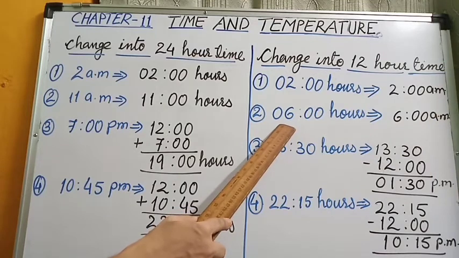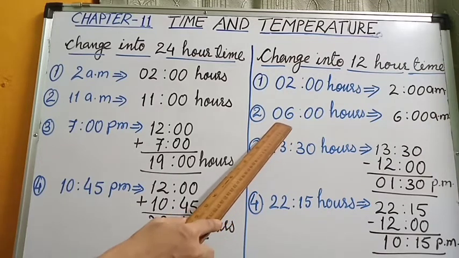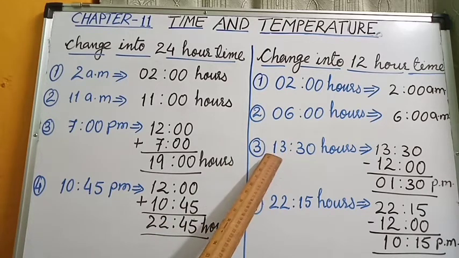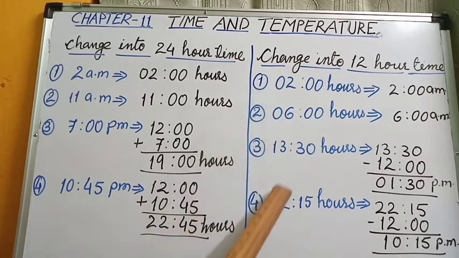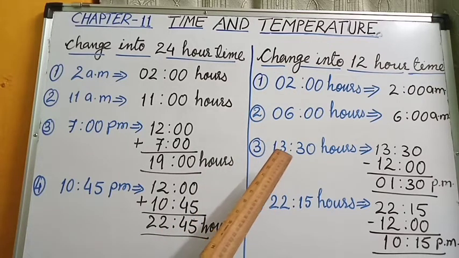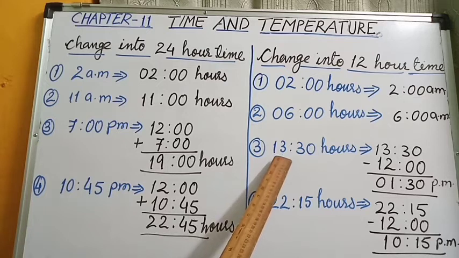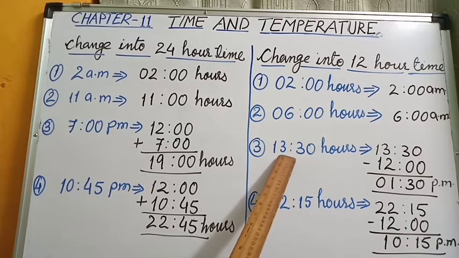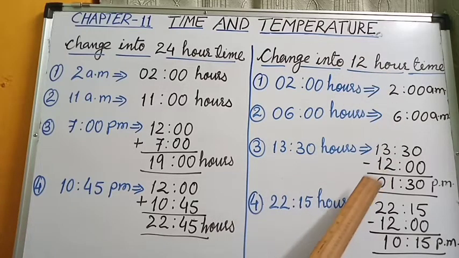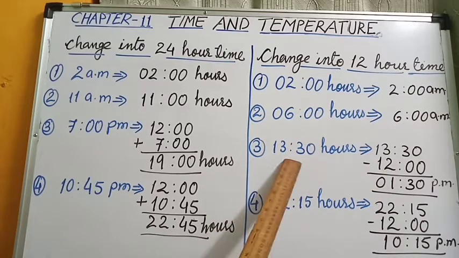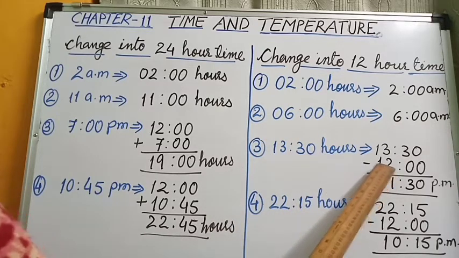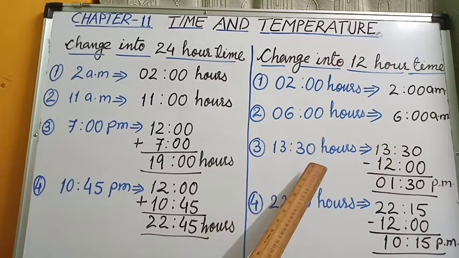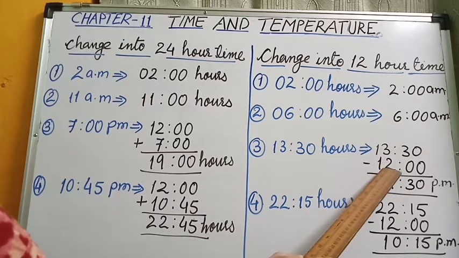But when the time is after 12, that means after 12 we have to move 13, 14, 15, because we can represent the 24-hour time clock in 24 hours. So when the time is given after 12, here 13:30 is given, that means the time has crossed 12. So to get the 12-hour time clock, we have to subtract the timing by 12. Here 13:30 is given, that means it has crossed 12 noon. So we have to subtract by 12.